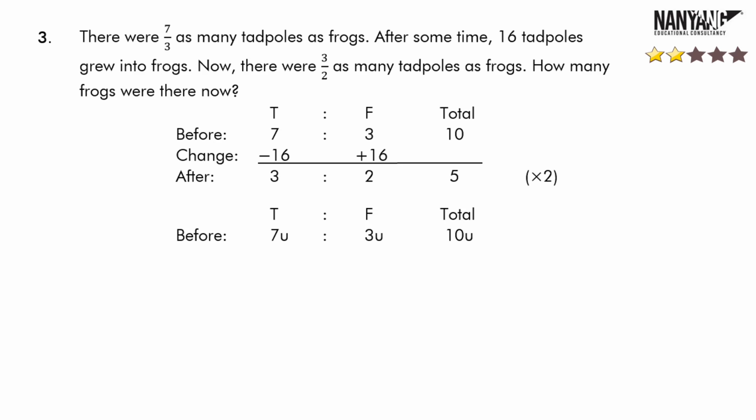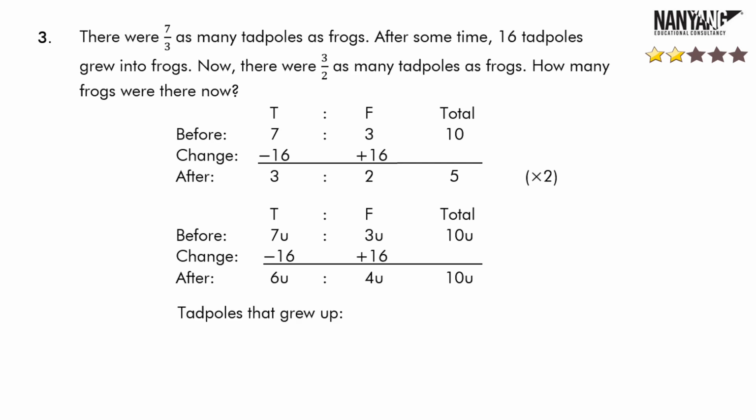So with that, we can write down our new before change after table. The after row being tadpoles 6 units, frogs 4 units. And total is always 10 units. Now let's see, how many tadpoles actually grew up? Let's look at the change. We take 7 units minus 6 units equals to 1 unit. And as the question tells us, this is 16.